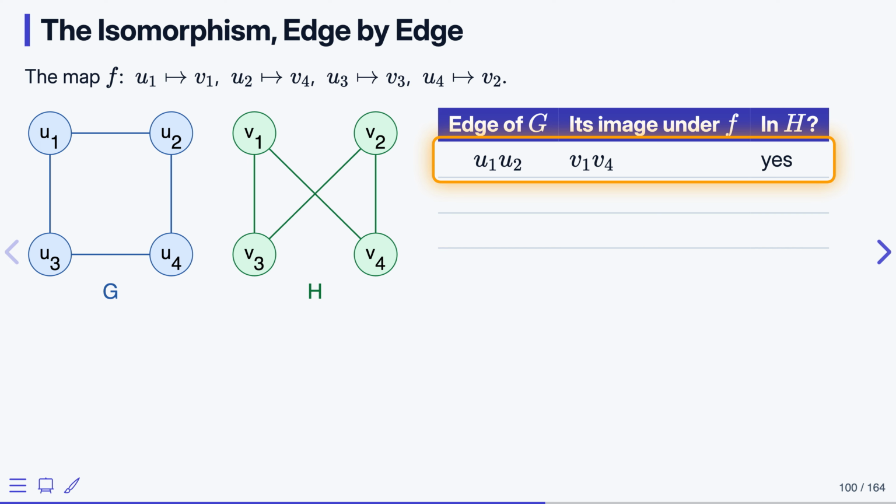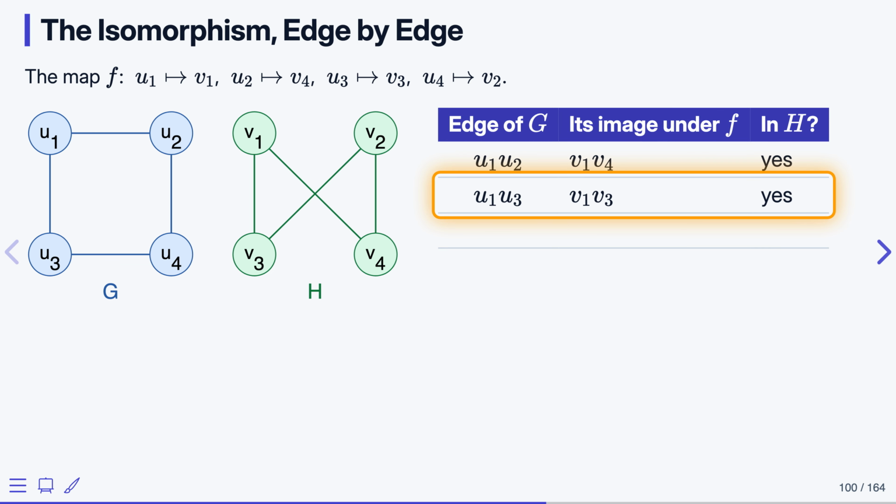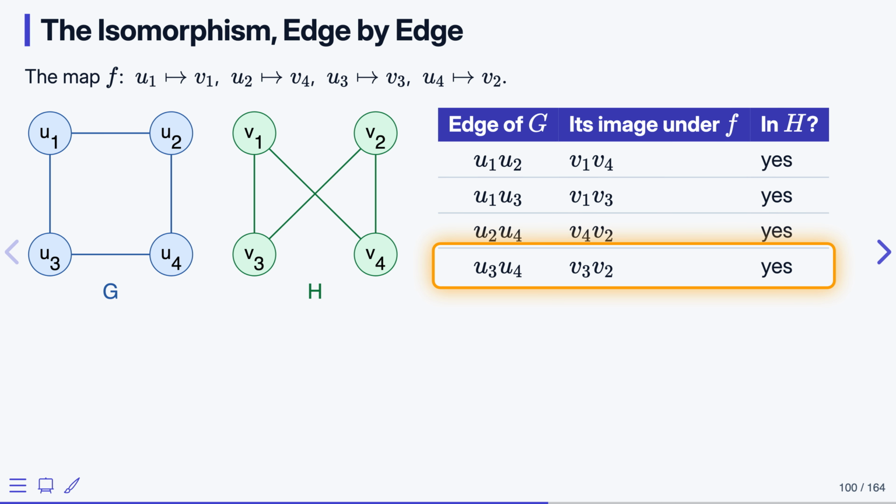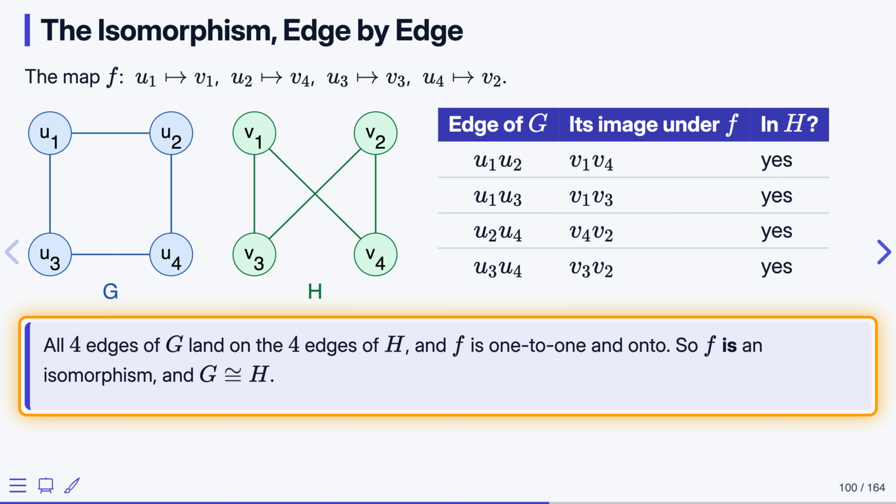Edge U1, U2 becomes V1, V4. Is that an edge of H? Yes. Edge U1, U3 becomes V1, V3. Yes. Edge U2, U4 becomes V4, V2. Yes. Edge U3, U4 becomes V3, V2. Yes. All 4 edges of G land on edges of H. G has 4 edges and so does H, so nothing is left over on either side. That is exactly what an isomorphism must do. So G and H are the same graph, just drawn differently.